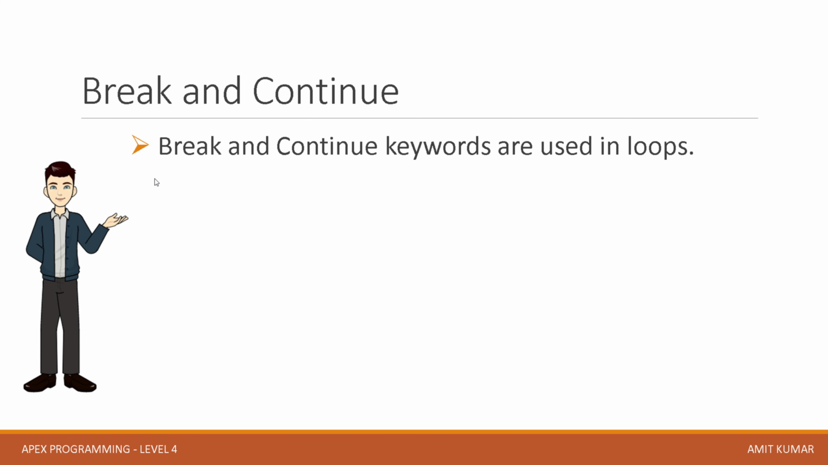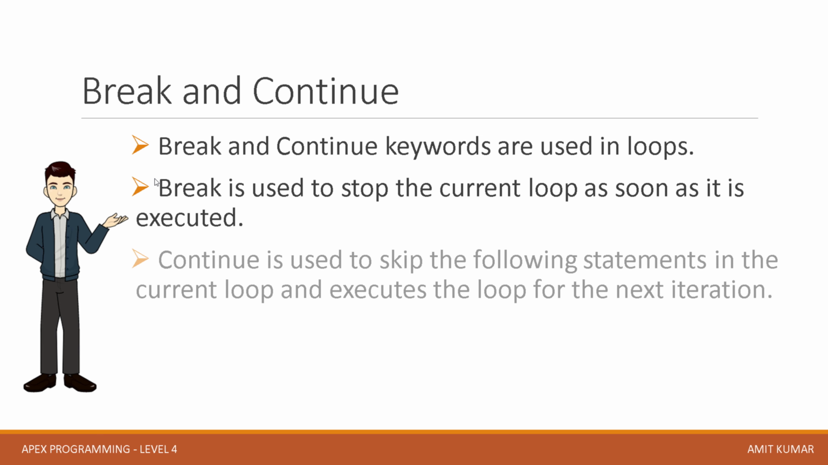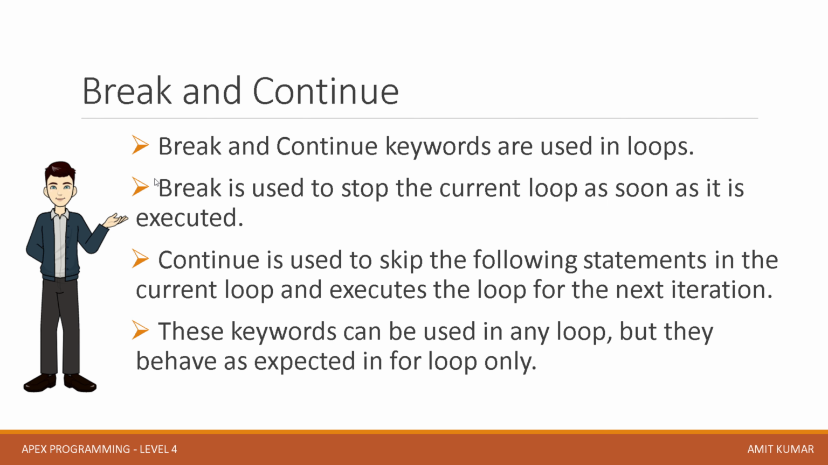We are going to talk about break and continue. Break and continue keywords are used in loops. Break is used to stop the current loop as soon as it is executed. Continue is used to skip the following statements in the current loop and executes the loop for the next iteration. These keywords can be used in any loop, but they behave as expected in for loop only.